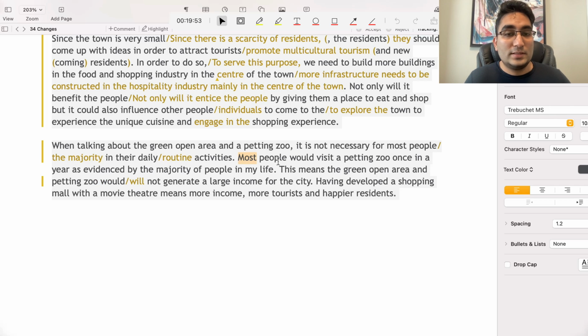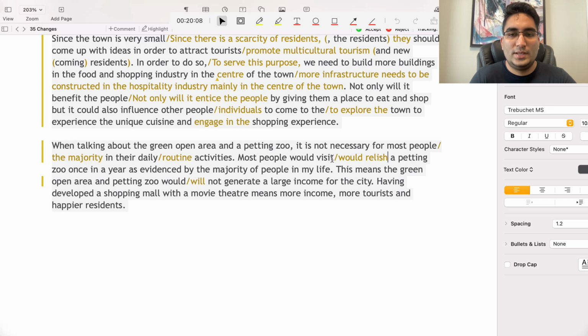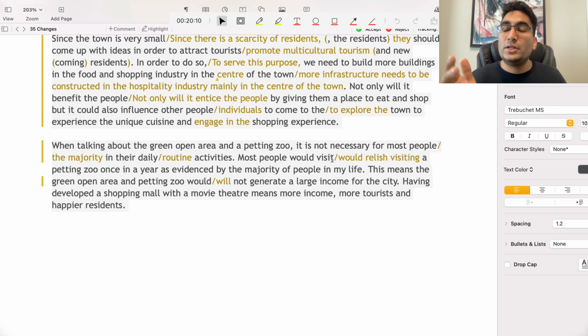Most people, this is important. You have "most" here, so you did want to replace it with "majority," keep it different. Most people would visit a petting zoo once in a year as evidence. Okay, let's say most people would relish visiting. Relish means enjoy or look forward to the idea of visiting.